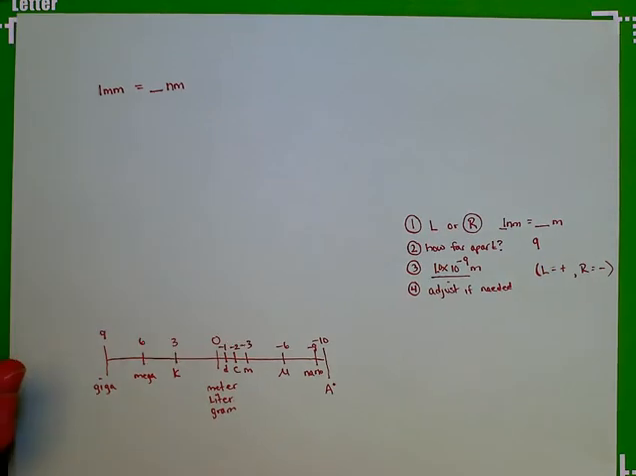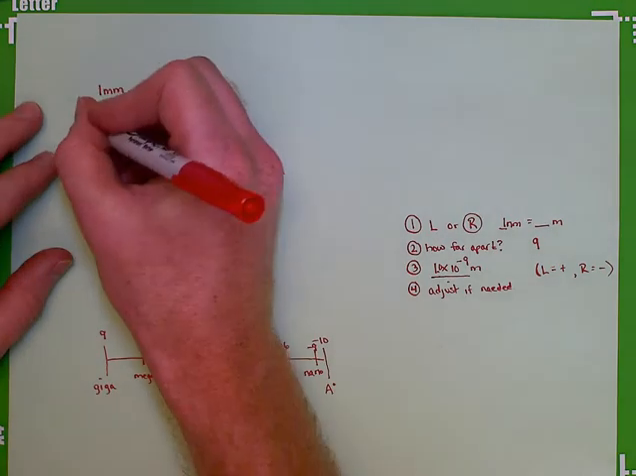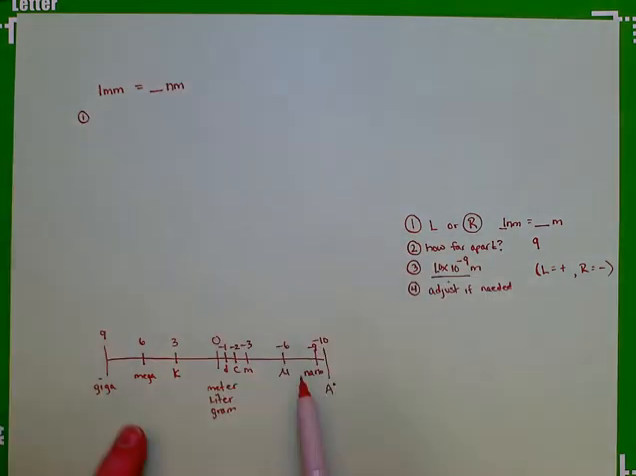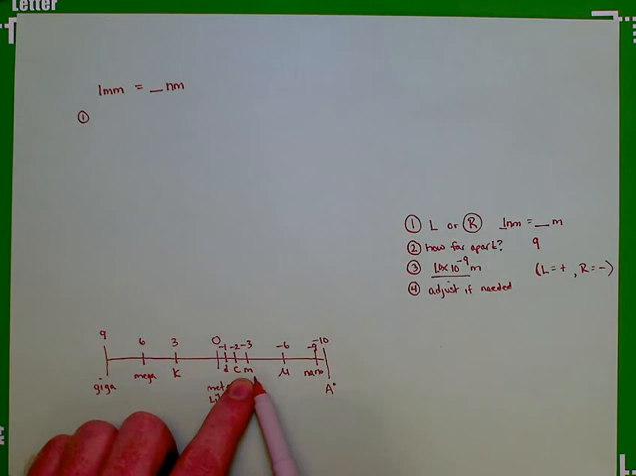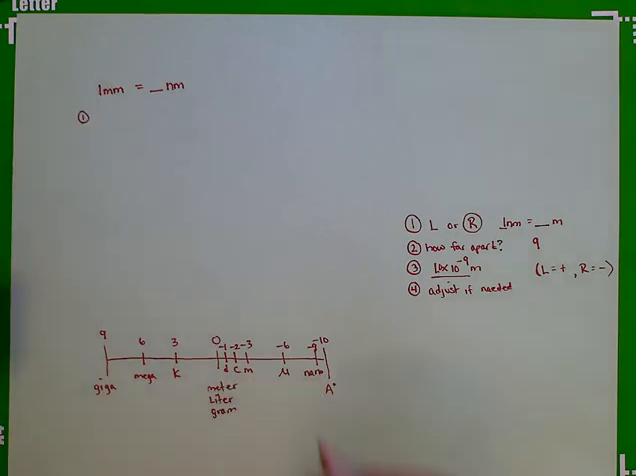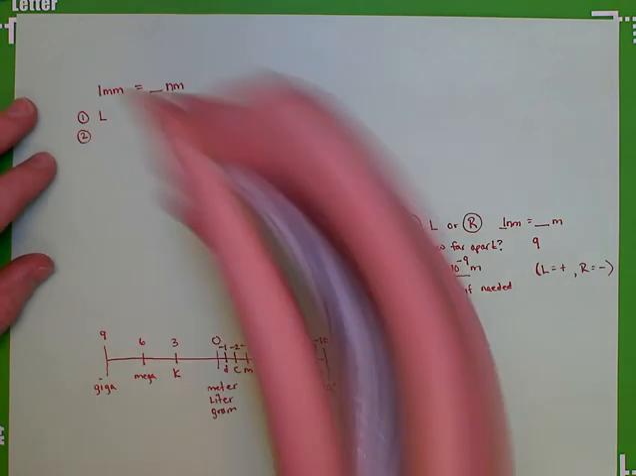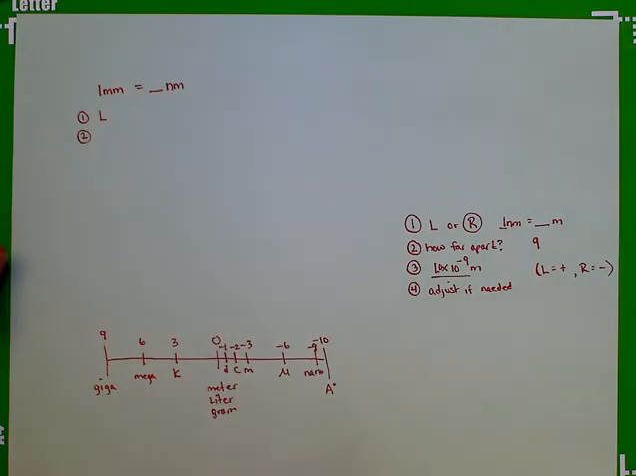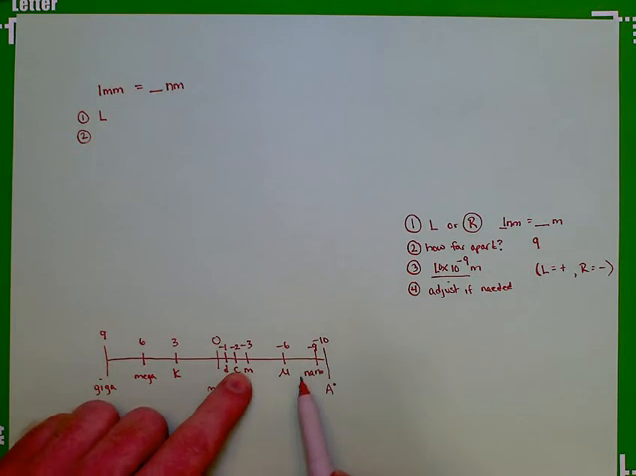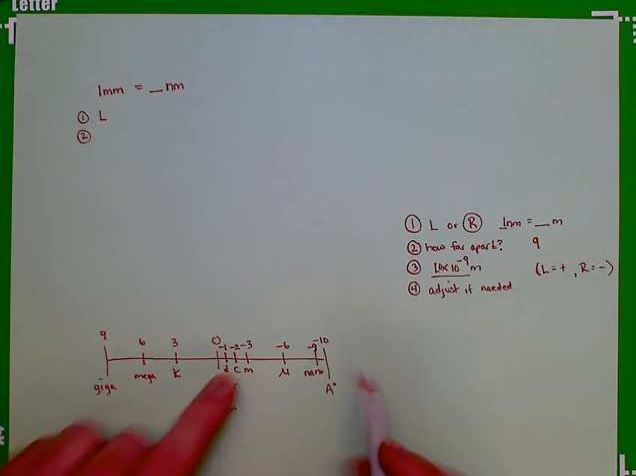Let's follow our steps. Number 1, left or right? Well, if we look at our table here, here's millimeter, here's nanometer. Okay? So what that tells me is that this side is larger, and so our answer would be left. Okay? Number 2, how far apart are they? Well, here is millimeter, here is nanometer. Millimeters at -3, nanometers at -9, and so they are 6 apart.